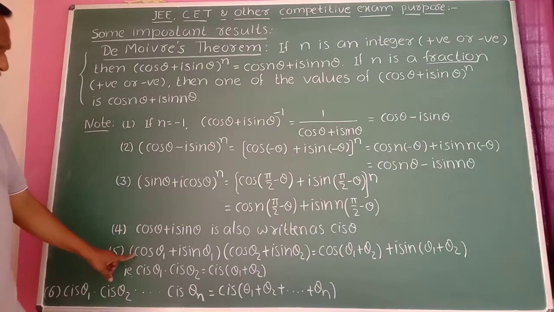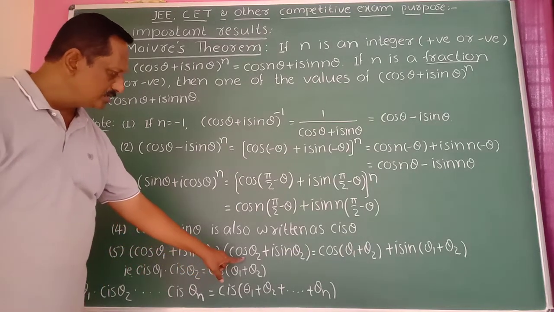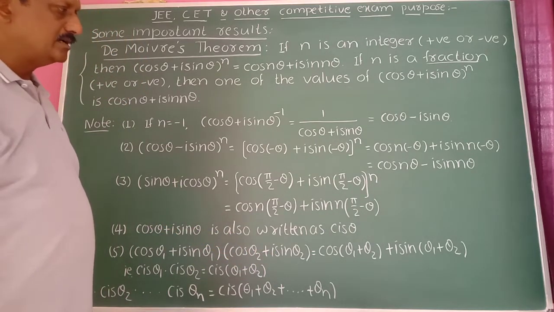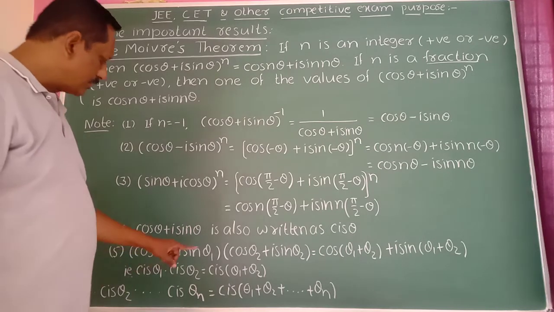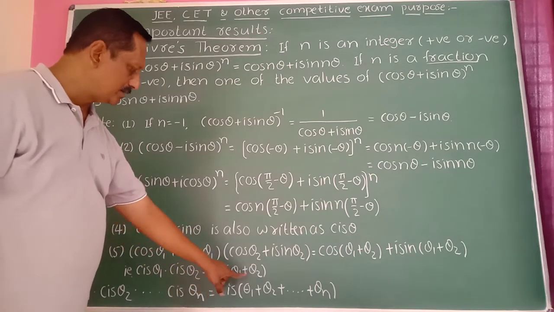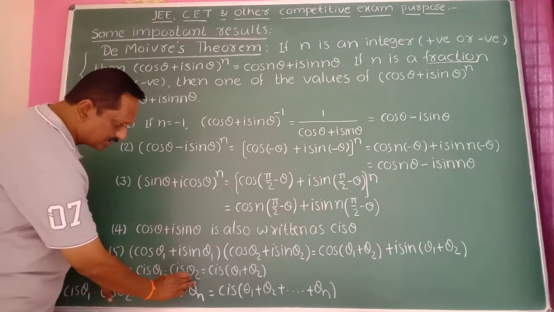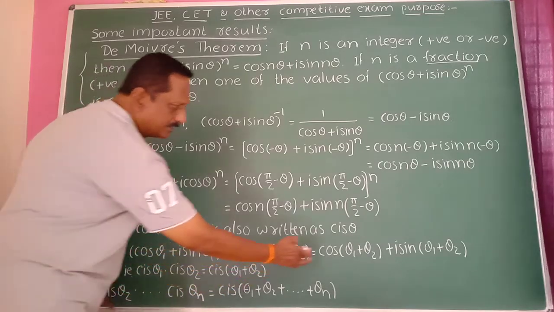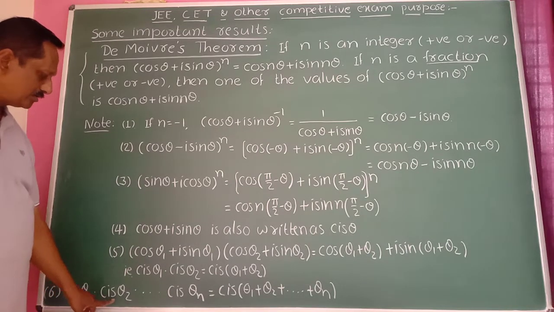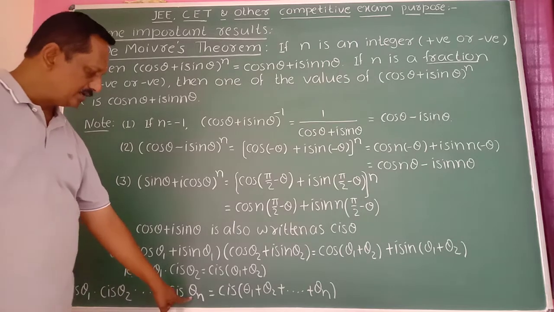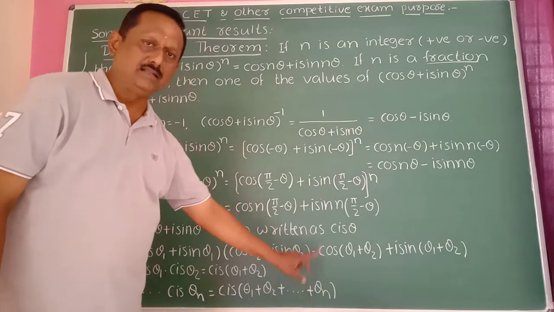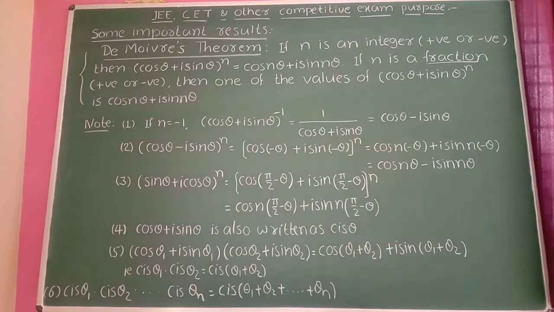Next, (cos theta 1 plus i sin theta 1) into (cos theta 2 plus i sin theta 2) is equal to cos(theta 1 plus theta 2) plus i sin(theta 1 plus theta 2). In short form, cis theta 1 into cis theta 2 is equal to cis(theta 1 plus theta 2). In general, cis theta 1 into cis theta 2 and so on up to cis theta n is equal to cis of (theta 1 plus theta 2 plus and so on plus theta n). These are very important results here.